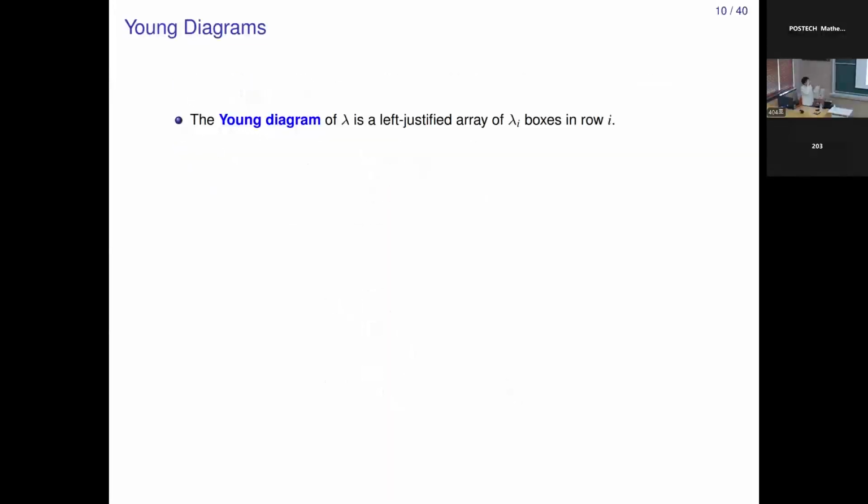The Young diagram of a partition is just an array of boxes, so that the i-th row has lambda i boxes, and they are left justified like this. So if lambda is 4, 3, 1, we have 4 boxes in the first row, 3 boxes in the second row, and 1 box in the third row.